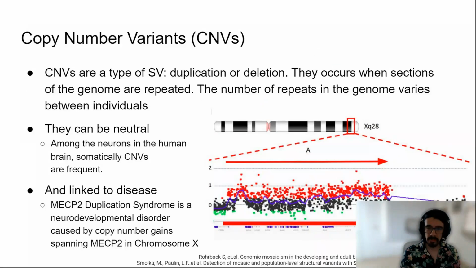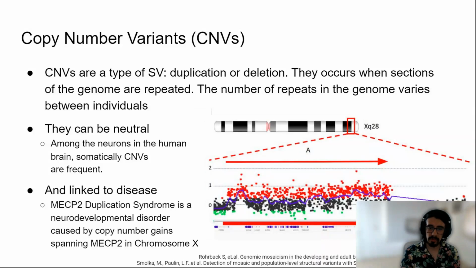Lastly, we have copy number variations. And these are special types of structural variants because they are duplications or deletions, and they occur when sections of the genome are repeated or missed. The number of repeats varies between individuals, and they can be neutral. For example, they do not do much. Among neurons in the human brain, somatic CNVs are frequent, but they are also linked to diseases.